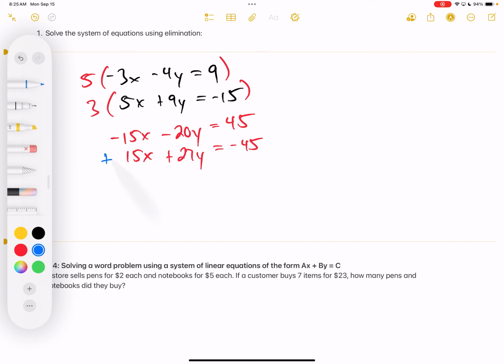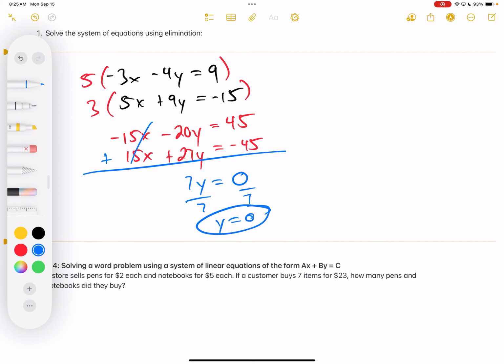All right. So when I add these up, my x's cancel out. I get 7y equals 0. 0 is a number. That is fine. That does not mean anything weird happens. So my y here is 0. That is okay.